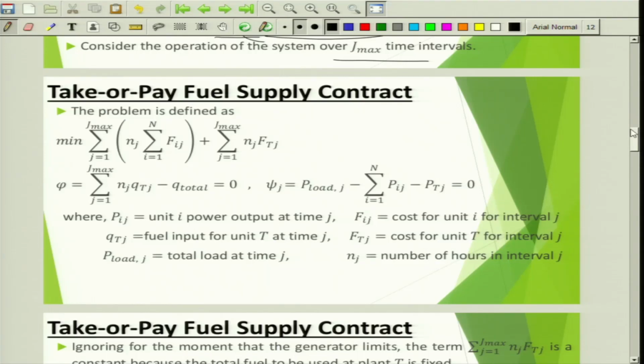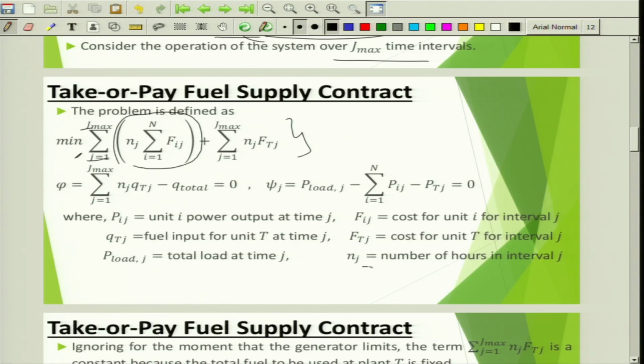Now let us try to define our Lagrangian function with some constraints. Now the objective function is from J is equal to 1 to J max, this is the interval. You need to minimize, what you need to minimize? The total fuel cost.